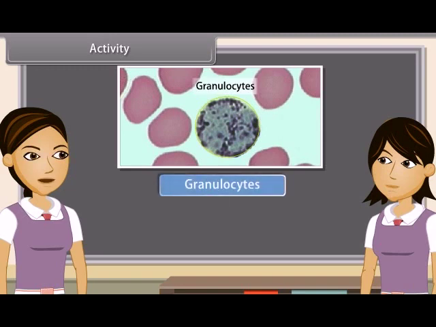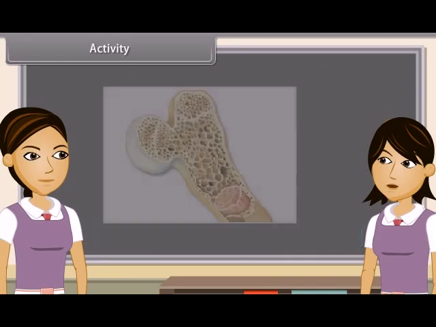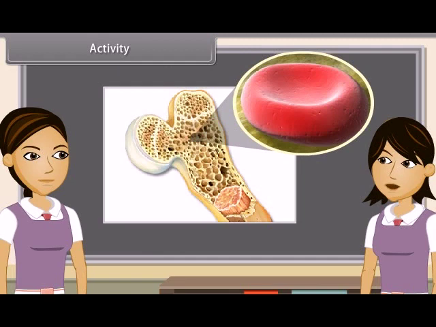Granulocytes contain cytoplasmic granules and a lobed nucleus. They are of 3 types: neutrophils, acidophils, and basophils. Blood platelets are minute, anucleated, fragile fragments of giant bone marrow cells called megakaryocytes.